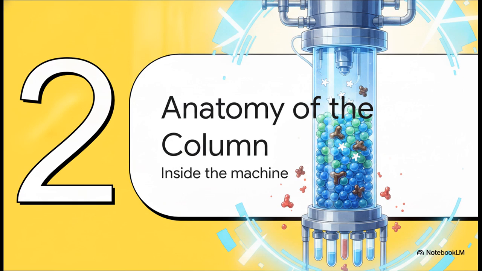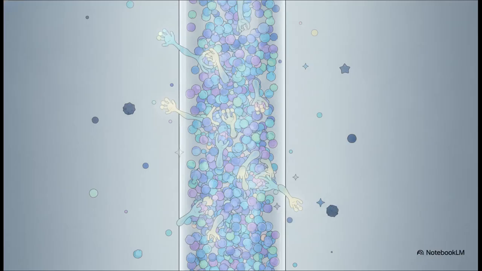Moving on to Section 2, Anatomy of the Column. Let's look inside the machine. So the real heart of this entire technique lives in the stationary phase, specifically in something called an immobilized ligand. This is a specific biological molecule, like an antibody, enzyme, or a nucleic acid, that is chemically coupled to an inert solid support matrix, something like agarose or silica.